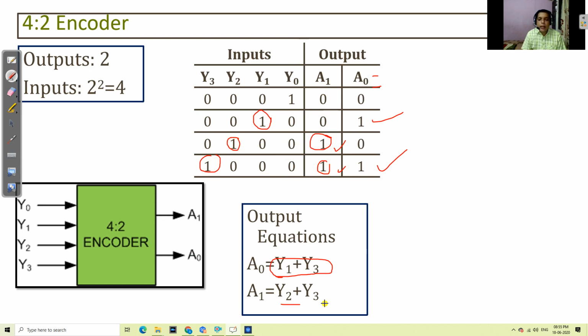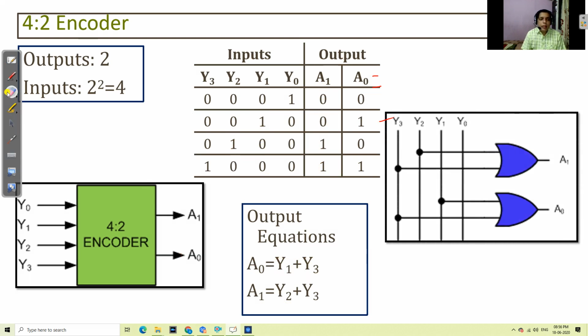Hence, the A1 equation will be y2 plus y3. If we want to design a digital encoder for this, how can we represent it? It can be represented using the OR gate. So let's see how we can represent it. This is the representation.